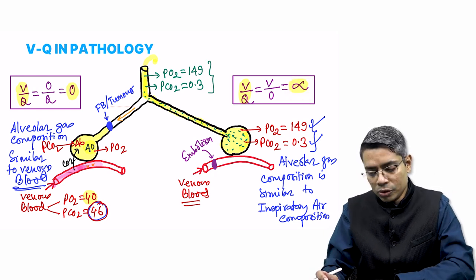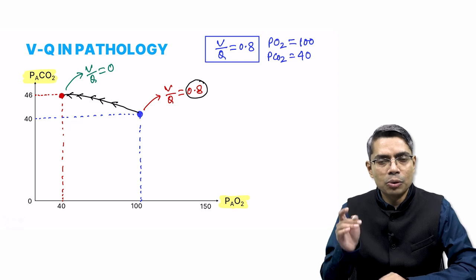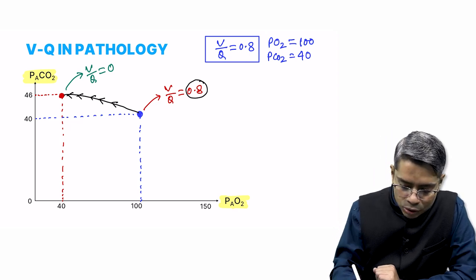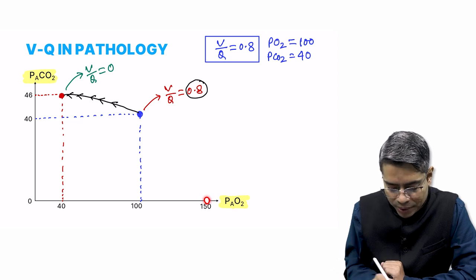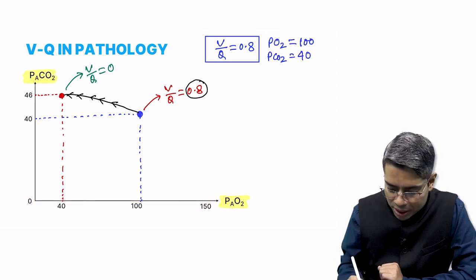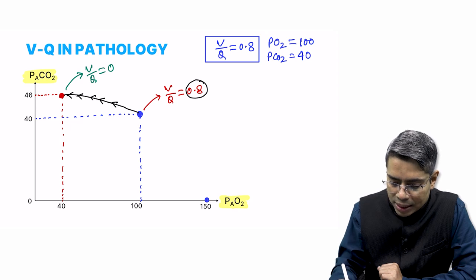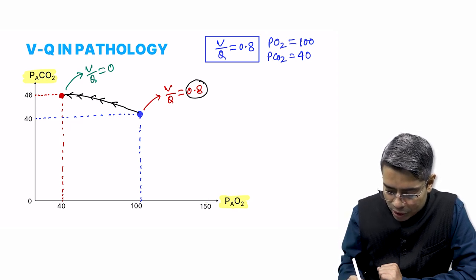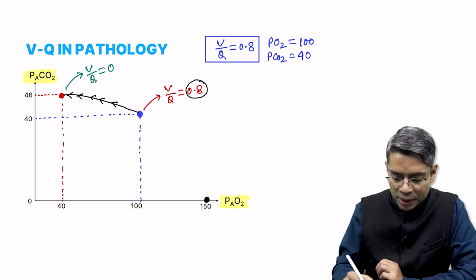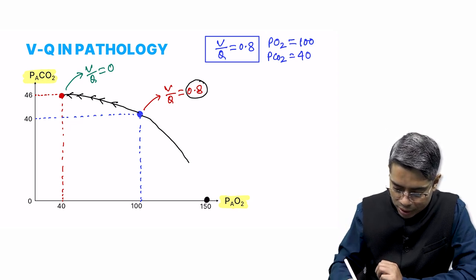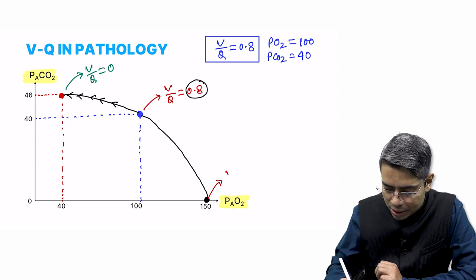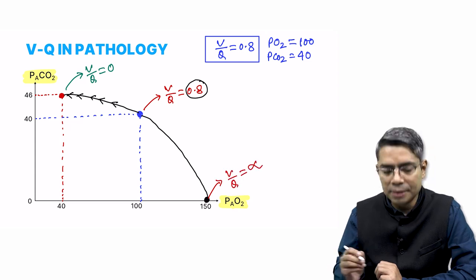VQ ratio of infinity. So if we want to plot this scenario, the partial pressure of oxygen is 149, near equal to 150, and the partial pressure of carbon dioxide is near equal to 0. It means if you take one point here in this region, this point indicates a partial pressure of oxygen of 150 millimeter of mercury and partial pressure of carbon dioxide near equal to 0. So if you extend this VQ ratio curve here, this is the point where your VQ ratio is how much? Infinity. Getting my point?